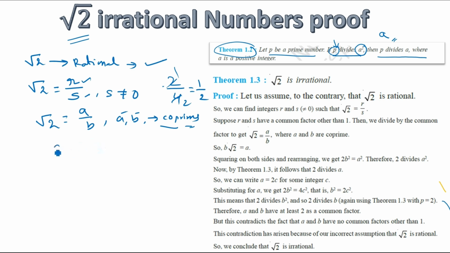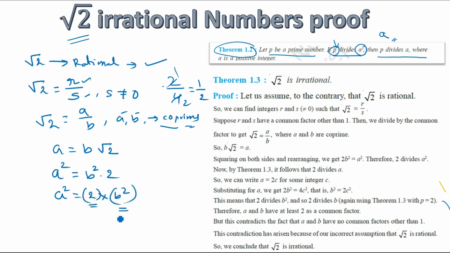Now if we cross multiply, A equals B into root 2. If we square both sides of the equation, we have A square equal to B square into 2. So A square is written as 2 into B square. For A square, 2 is one factor and B square is the other. That means A square is divisible by 2. Theorem 1.2 says that then A also is divisible by 2. So A is divisible by 2. This is statement number 1.